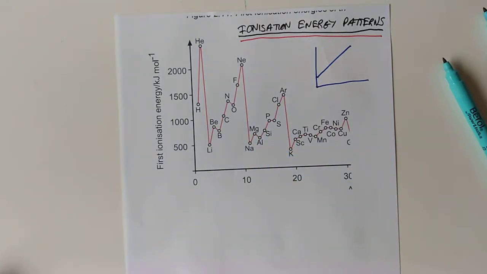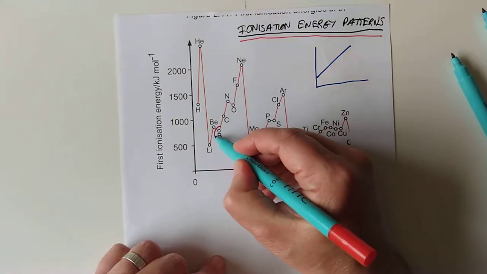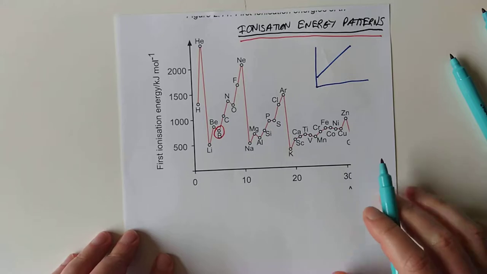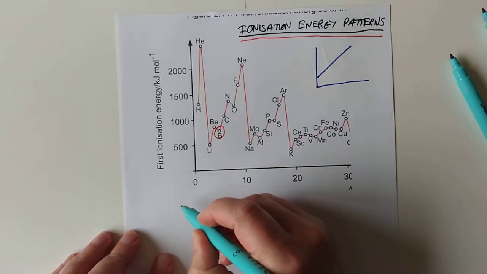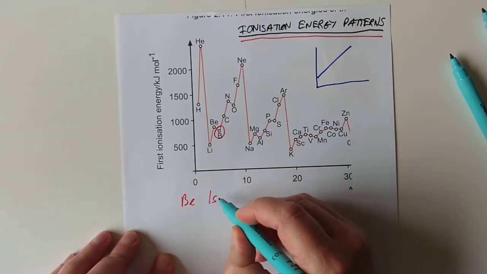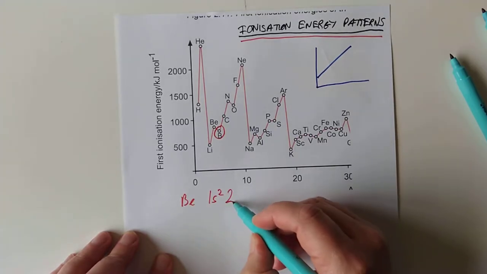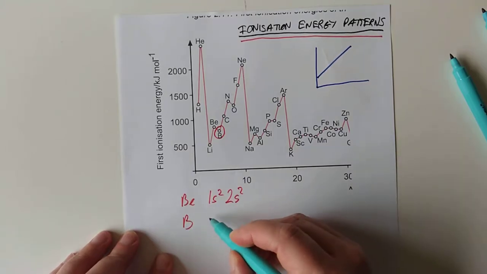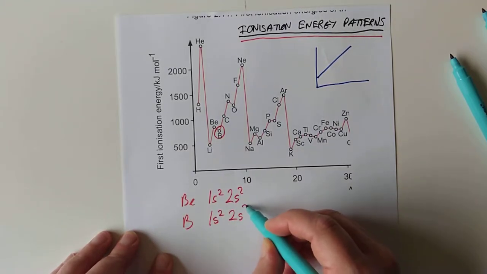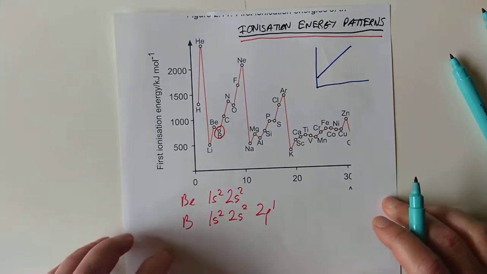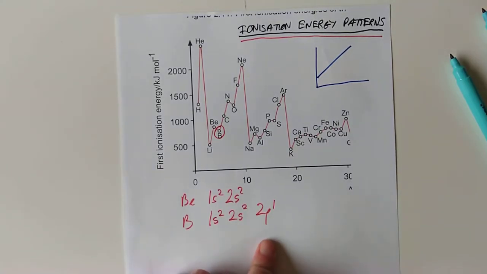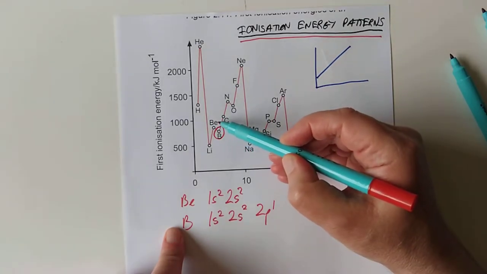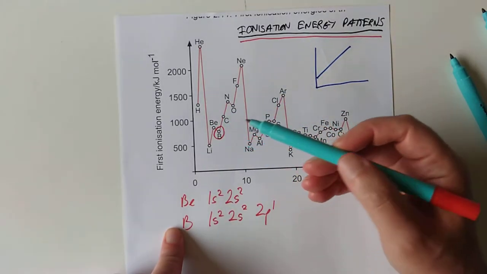Let's look at this first dip here. What is going on with boron? Why don't we have a look at the electron configuration of beryllium and boron and we'll see what's caused the dip in red here. Beryllium is 1s2, 2s2, and that's it. And boron is 1s2, 2s2, 2p1. Now, you would expect, because boron's got one more proton than beryllium, for this to be slightly higher than beryllium, but instead it's noticeably lower.